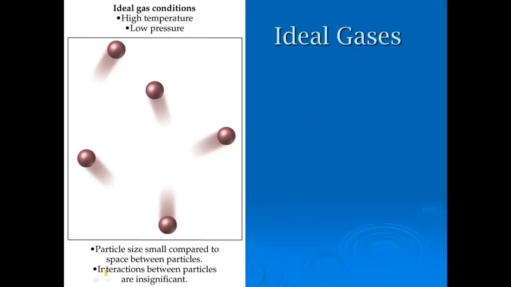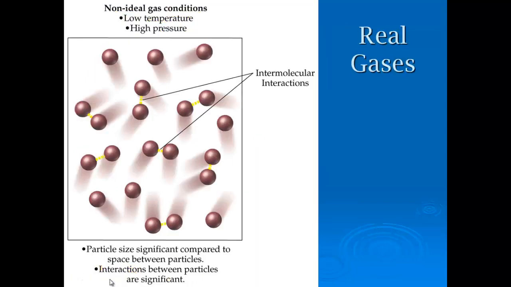All right, last but not least, here's our caveat, or a little asterisk. We know ideal gases, ideally, are going to happen with high temperature and low pressure. Particle size is so small compared to the space between them, and the interactions are insignificant. That means no forces of attraction or intermolecular forces. But real gases, non-ideal conditions, are very low temperature and very high pressure.